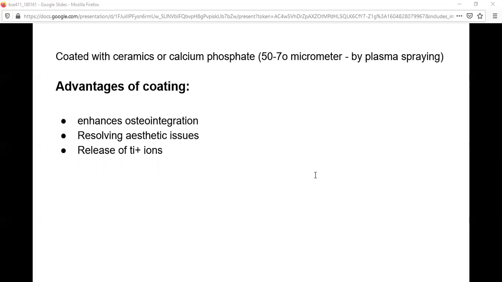It also resolves aesthetic issues. It also checks the release of Ti positive ions. What does that mean? When only titanium is used, it may release Ti positive ions, which may mix with the blood and cause toxicity further. So the coating also checks the release of Ti positive ions, and the overall strength of the implant is also maintained.